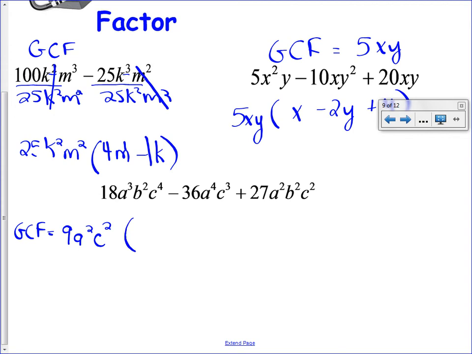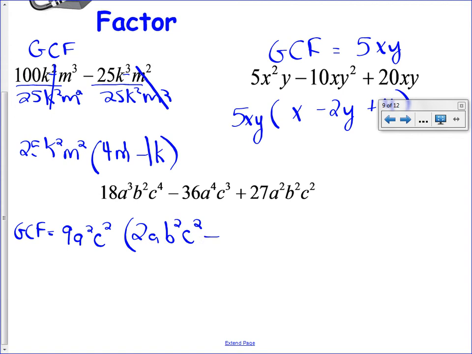Okay, what am I left with when I take 9a squared c squared and I divide it by everything on the inside of that bracket? What do I get? Jericho, you want to help me out? 2 what? Good. Very good. So if I look here, 3 minus 2 gives me 1a. I have to include my b squared. 4 minus 2 gives me 2c, or c squared.